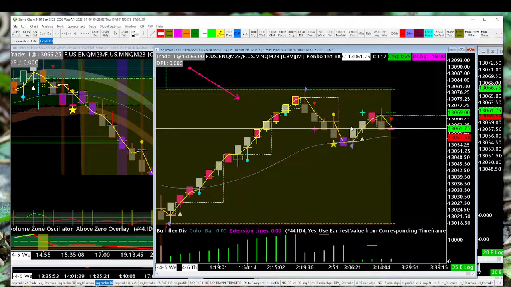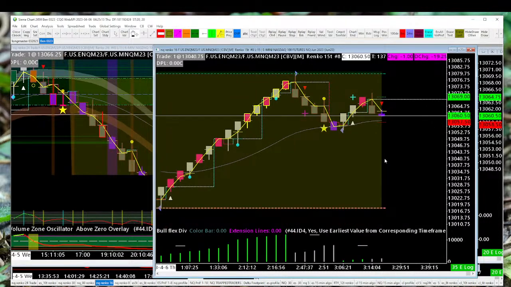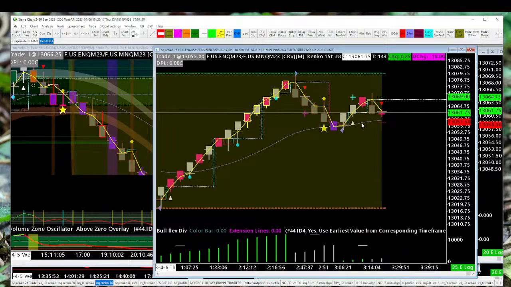And in that case, if you were trying to decide, should I be taking some profits here? You don't have to if they just go bear, bear, bear, bear, bear here. Because that shouldn't happen.